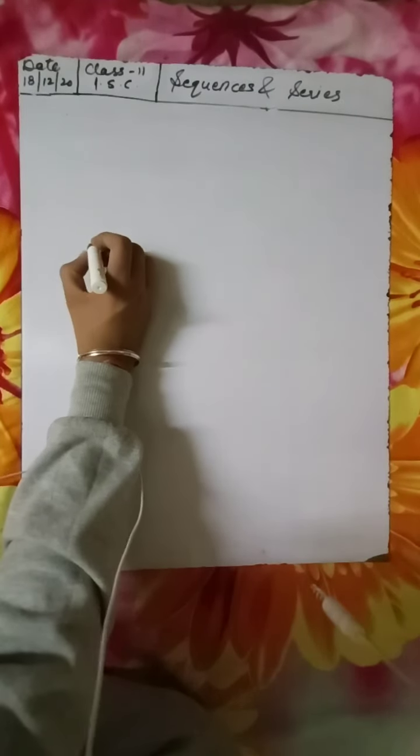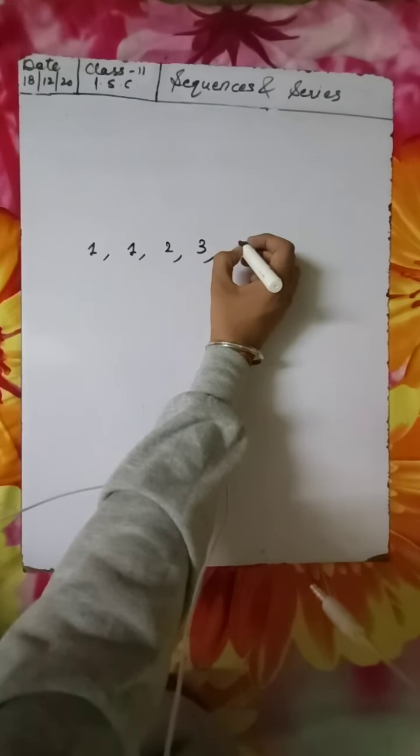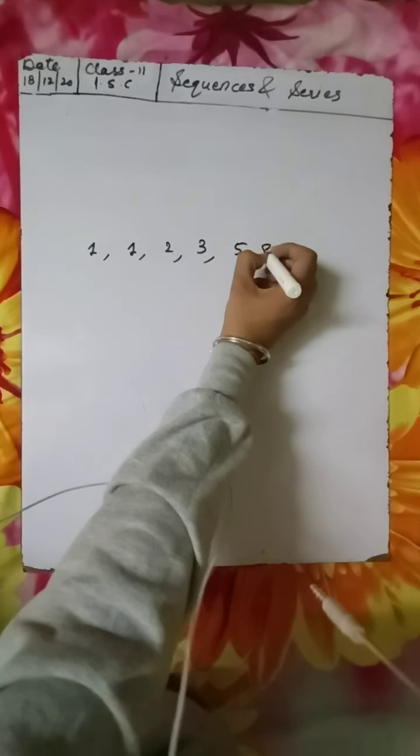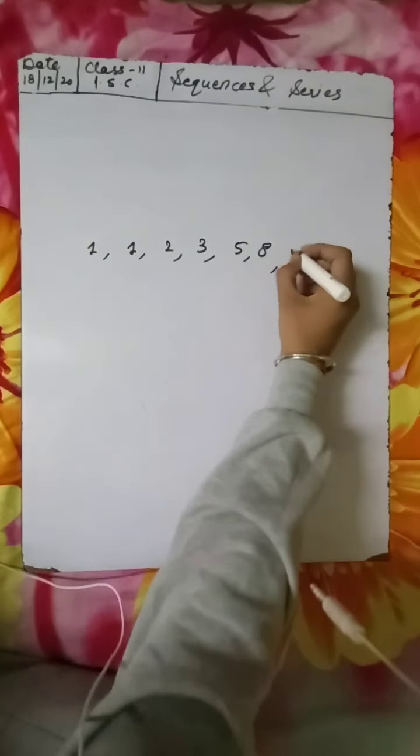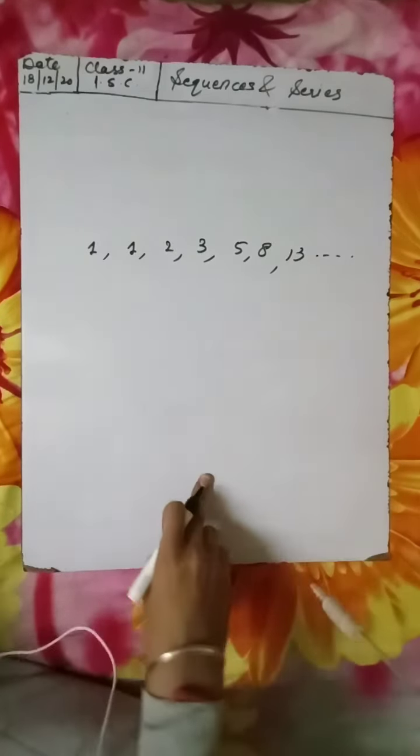Now, sequence or progression, they are both the same at a time. If a term of a sequence can be described by an explicit formula, then that sequence is called a progression. For example, I'm writing one progression here: 1, 1, 2, 3, 5, 8, 13. Okay, so this is a progression.